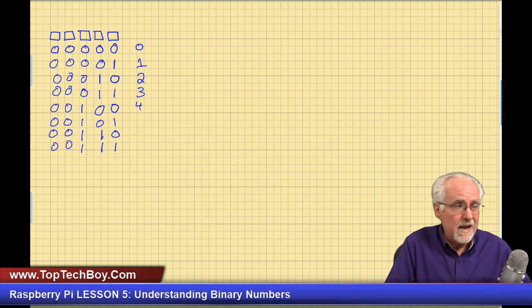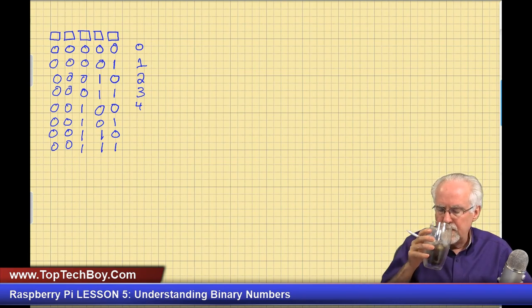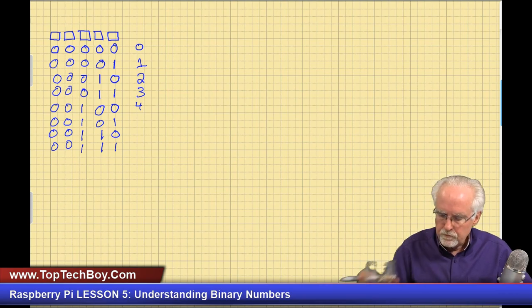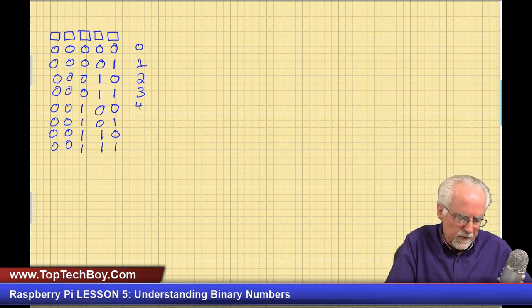I'm going to do this because I want you to really understand it. And I know you're going to get tired if you already understand it. But let's go through and let's count all the way up. Okay, we need to fill this in. This one was 5. This one was 6. This one was 7.